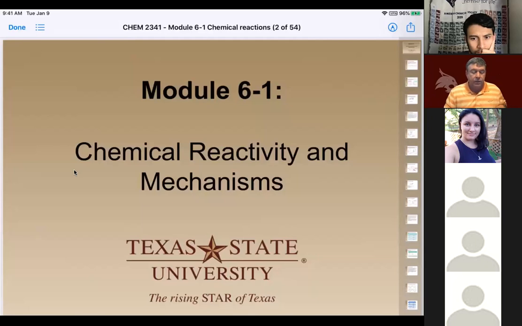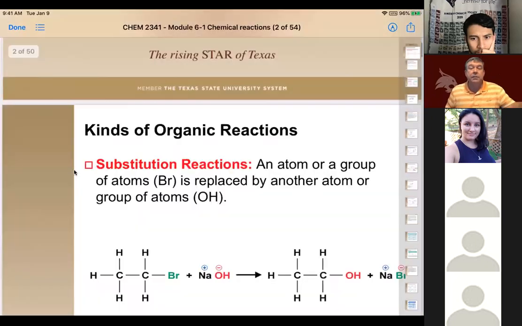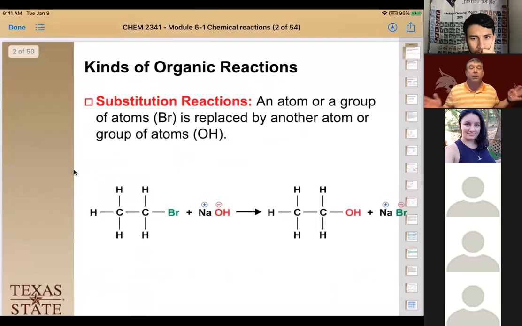Okay. So these different types of reactions will be all the way through the book. Okay. We're going to see different types of reactions. And the first and simplest is what we call a substitution reaction. That means we're going to take one group that's already on our substrate. Our substrate is the carbon chain of interest.